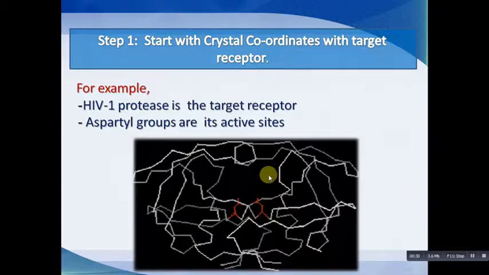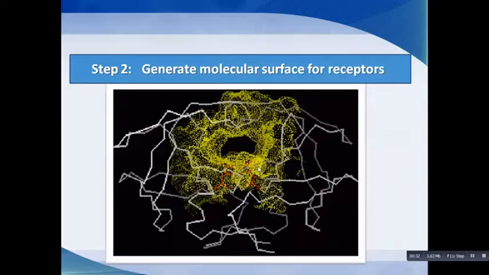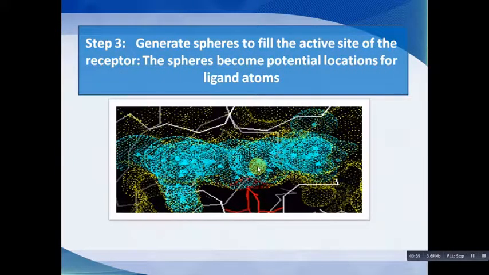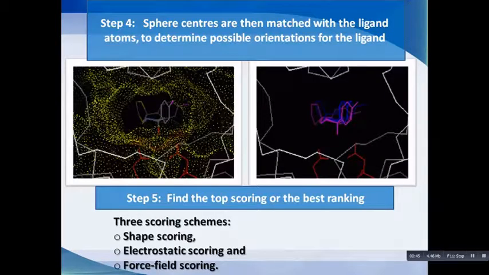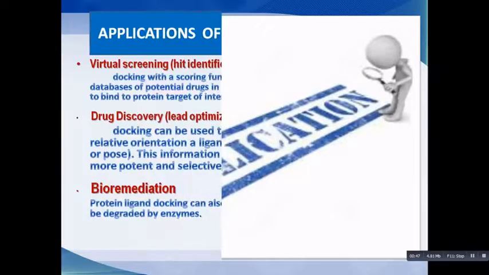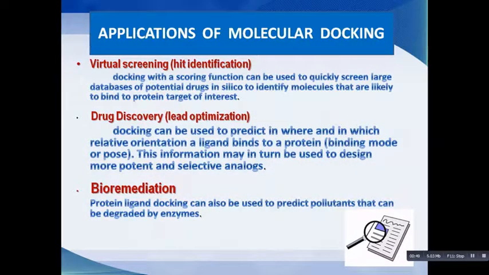Steps of docking. Step 1. Start with crystal coordinates with target receptor. For example, here HIV-1 protease is the target receptor and the aspartyl groups are its active site. Step 2. Generate molecular surface for receptors. Step 3. Generate spheres to fill the active site of the receptor. The spheres become potential locations for ligand atoms.